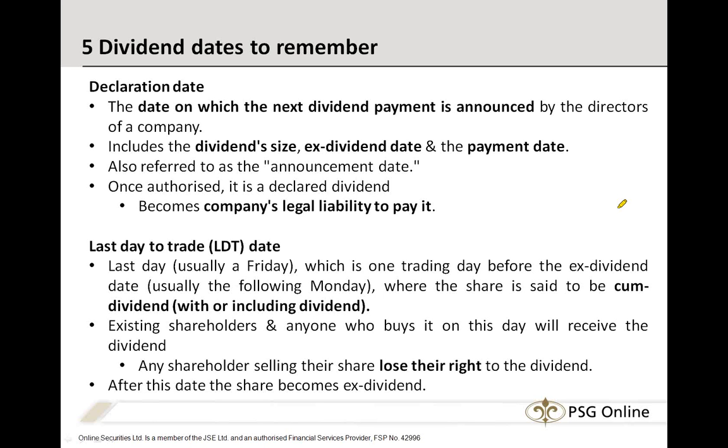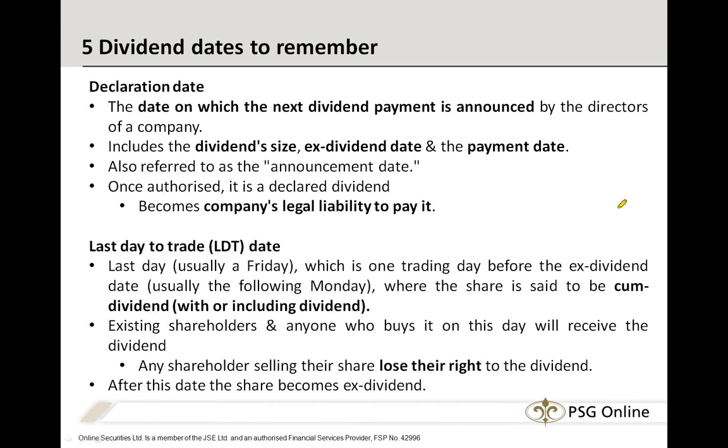Obviously, once authorized, it's now declared. Now the company, remember it was cash, now it becomes a liability. It has to be paid out now. It was an asset, now it becomes a liability because the company has to pay it out. That will be how it will be reflected on the company's balance sheet.